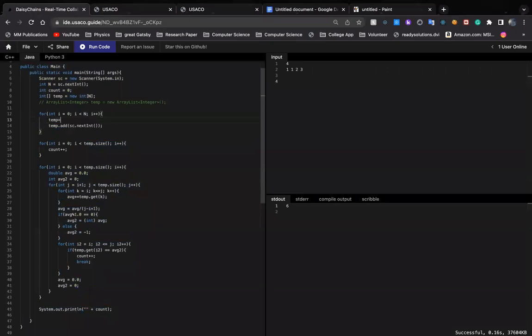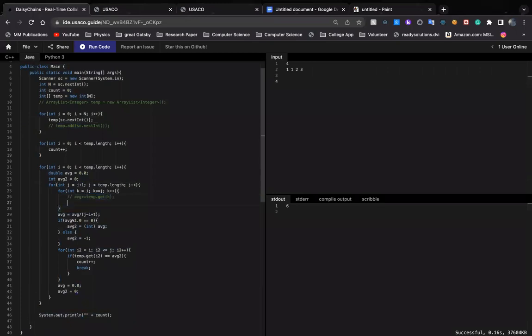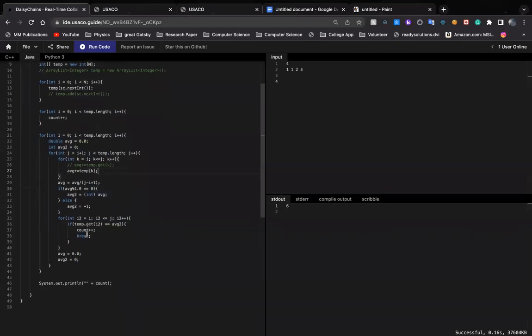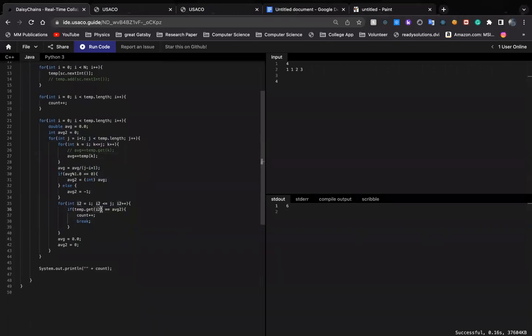Array format is a little different. Comment that out. It should become temp.length. Temp.length. Temp.length. Comment this line out and make it average plus or minus temp. Okay. And then over here, this would become temp I2. I might have made a little bit of a mistake, but let's see.